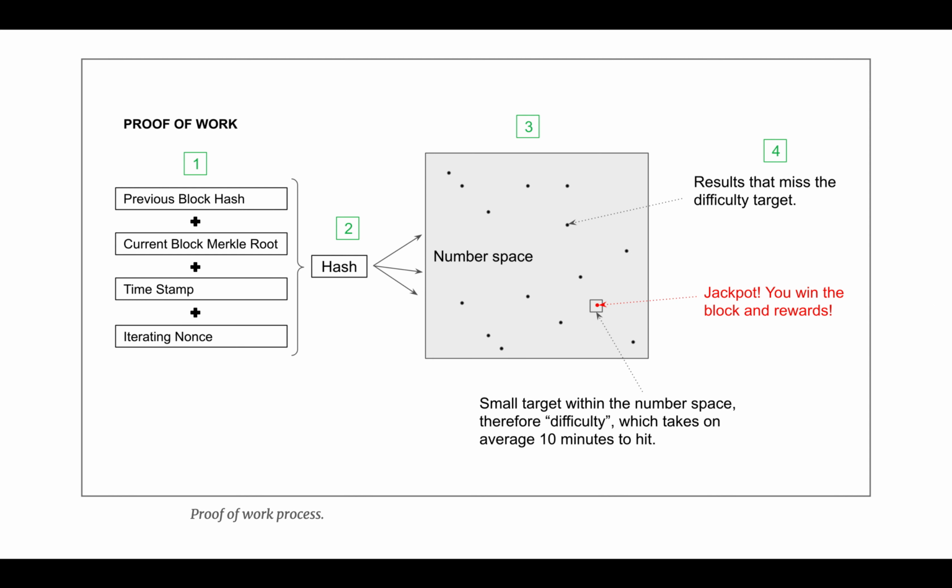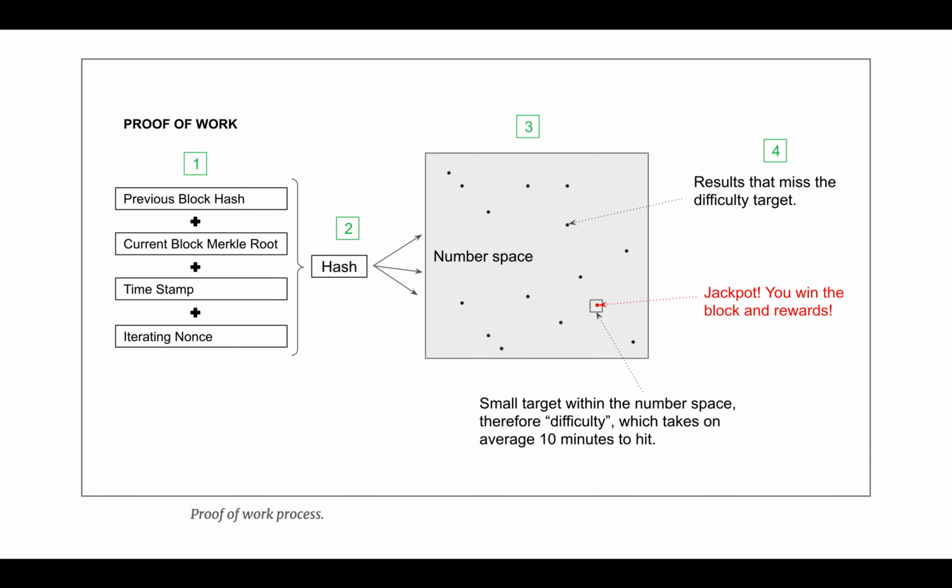The proof of work process per se in a network like Bitcoin starts with a group of 4 numbers, then hashing them until a target difficulty is hit. Then the miner who hits the target first wins the rewards.